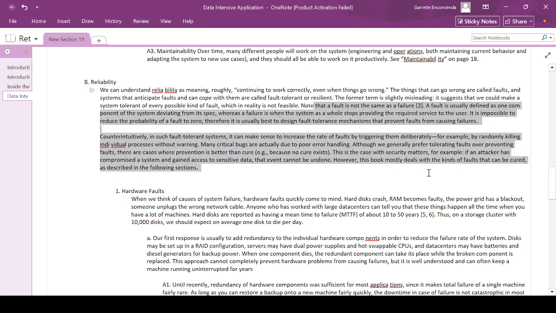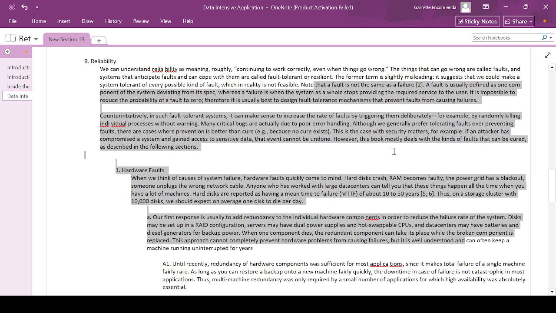Note that a fault is not the same as a failure. A fault is usually defined as one component of the system deviating from its spec, whereas a failure is when the system as a whole stops providing the required service to the user. It is impossible to reduce the probability of a fault to zero. Therefore, it is usually best to design fault tolerance mechanisms that prevent faults from causing failures.